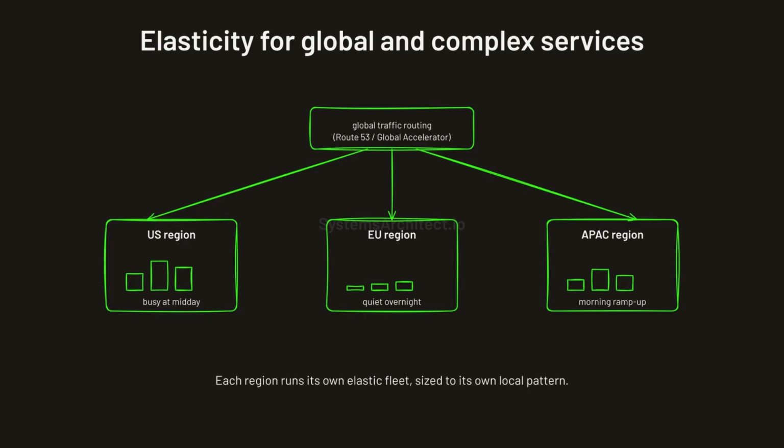Complex services often combine several elastic layers. A serverless API might sit in front of an elastic database tier. Each layer scales on its own signal. The result is a system that reshapes itself continuously. It never settles around one single capacity plan.